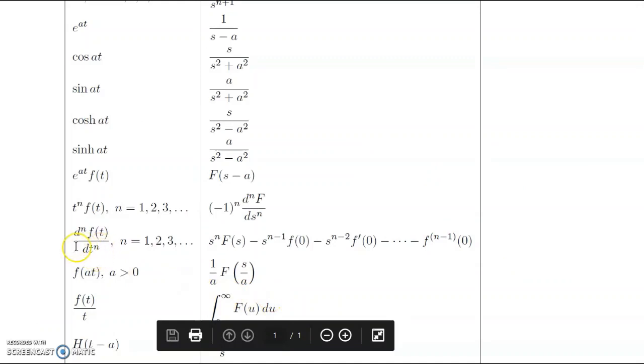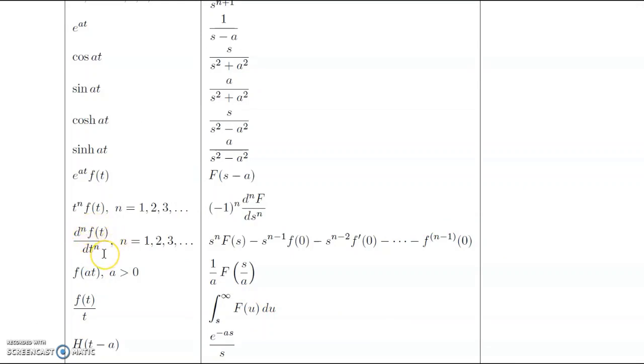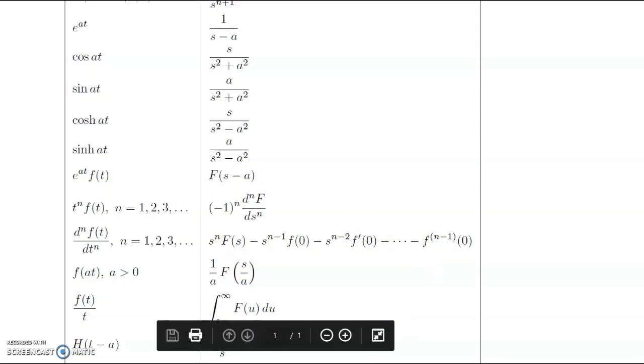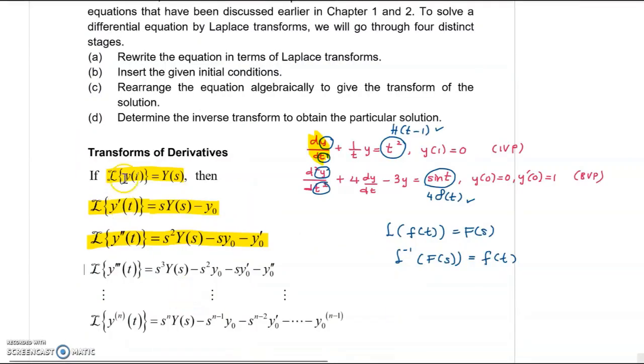You have the nth derivative of f. When n equals 1, for example, you have df/dt, which is the first derivative. What we normally have in the problem is in the form of y instead of f, so the capital F here will be replaced with a capital Y, and so on and so forth.